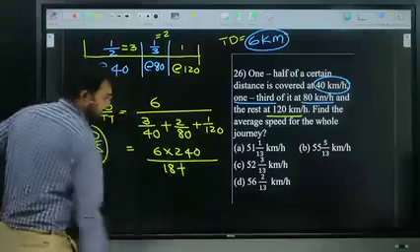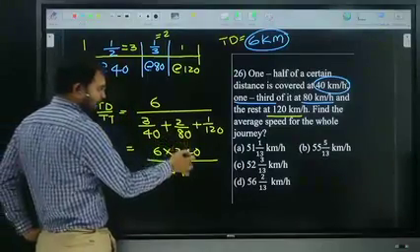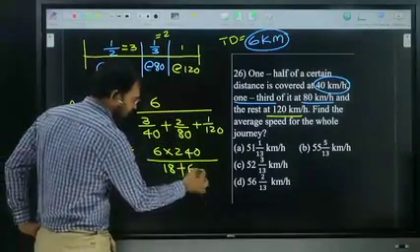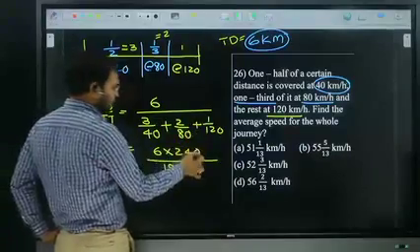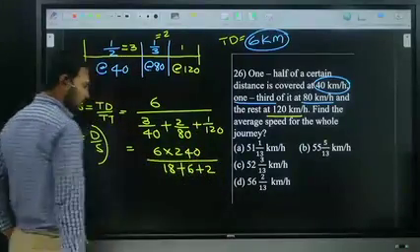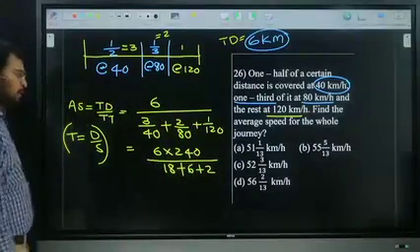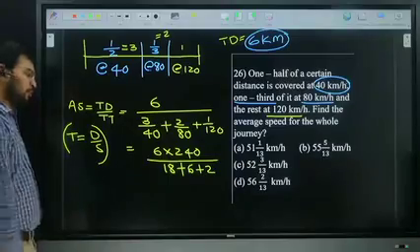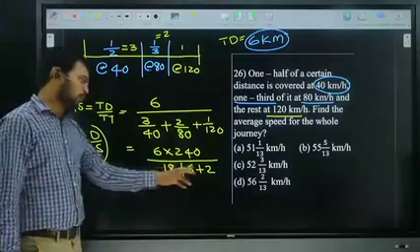6 3s are 18, plus 80, how many times? 3 times. 3 2s are 6, plus 120, how many times? 2 times. 2 times is 12. So 18 plus 6, 24, 24 plus 2, 26.